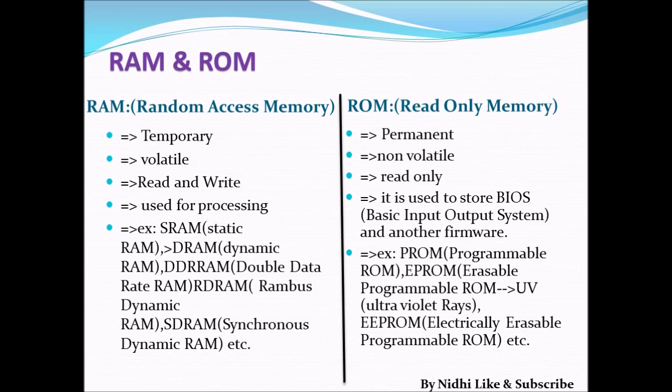That means if a manufacturer wants to delete the data, it can be deleted with electrical current or rays. Okay, and in this the manufacturer can delete the data bit by bit also. Okay, so these are the differences between RAM and ROM.